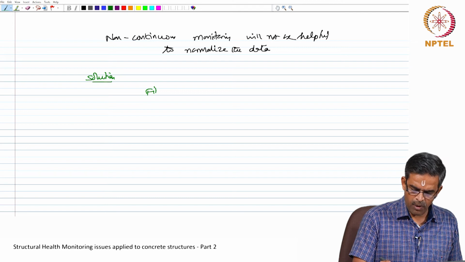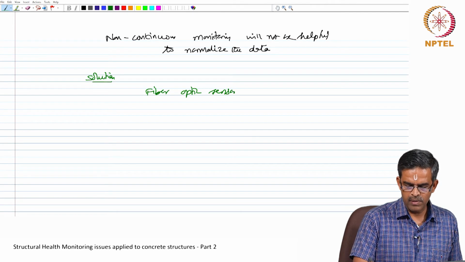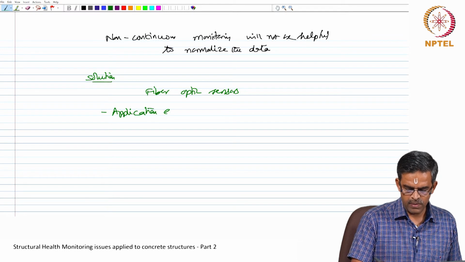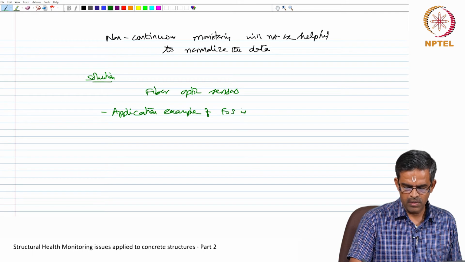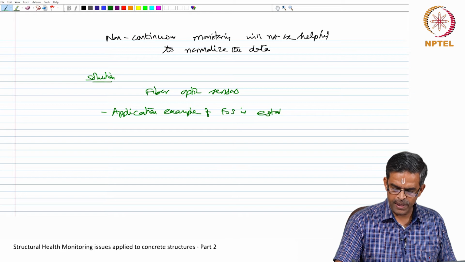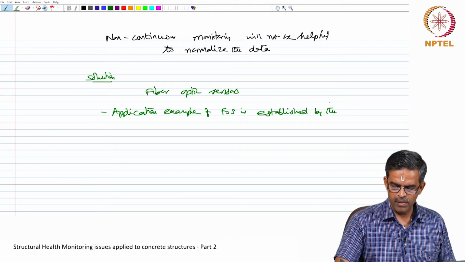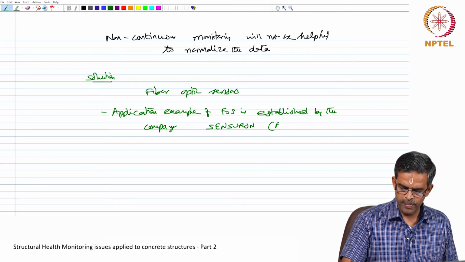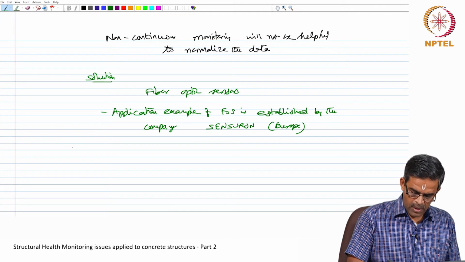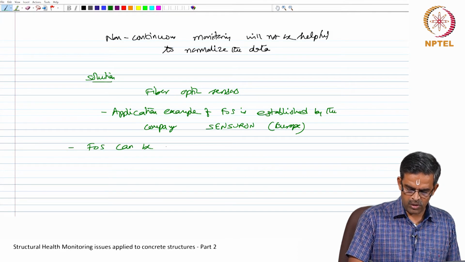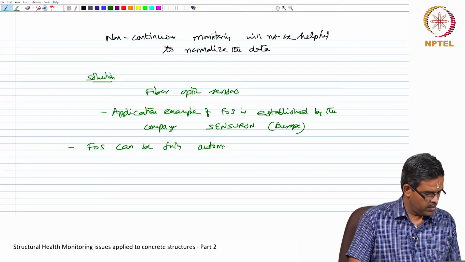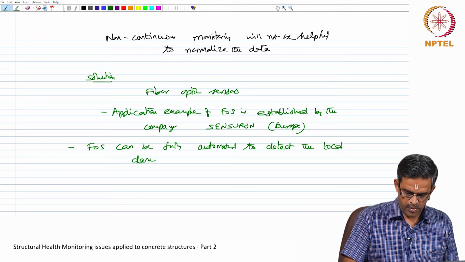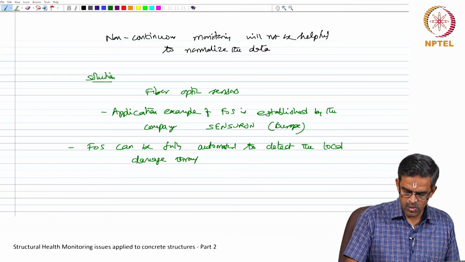one can use fiber optic sensors. One of the application examples of fiber optic sensors is established by the company Sensoron in Europe. Advantages are FOS can be fully automated to detect the local damage through continuous monitoring.